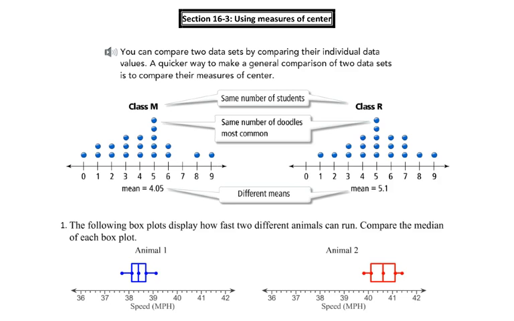So let's take a look here at class M and class R. We have the same number of students because there are the same number of dots in each set of data. And the mode is the same. They both have the same number of doodles that are most common, which is 5. But if we figure out the mean, which again is adding up all the numbers and dividing by how many numbers we have, the means are different. So we're going to take a look at measures of center and make comparison statements.